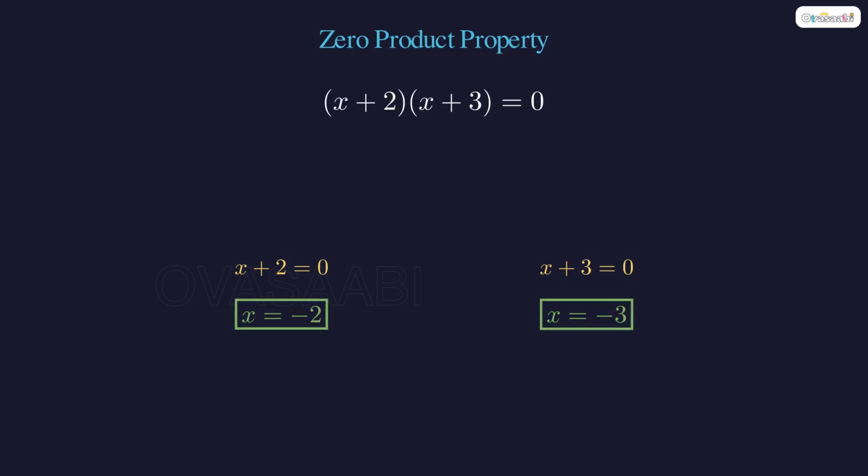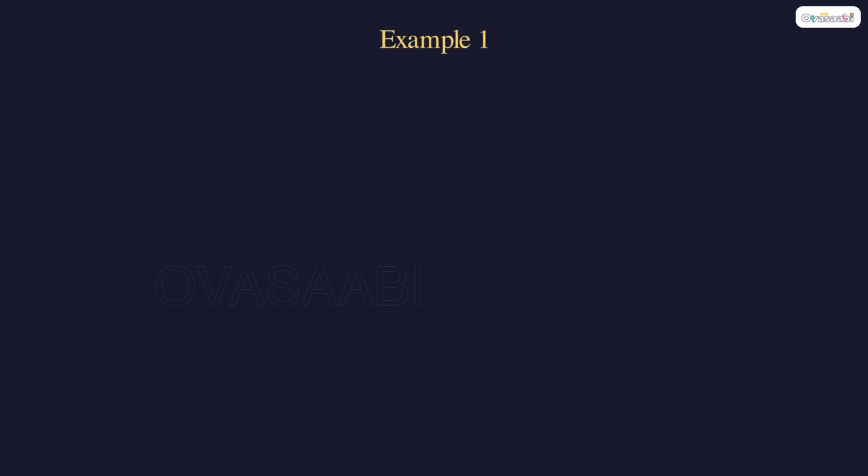If two things multiply to give 0, one of them must be 0. So x plus 2 equals 0 gives x equals negative 2. X plus 3 equals 0 gives x equals negative 3.